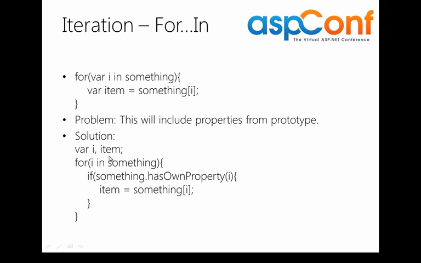The solution to that is, instead of simply iterating and using it, like var item equals something i, you should do a hasOwnProperty check. So you're doing for i in something, if something has own property i, and then you do item equals something i, and then do whatever you want with that item. So simply put an if statement with hasOwnProperty as the first line of the loop, basically.